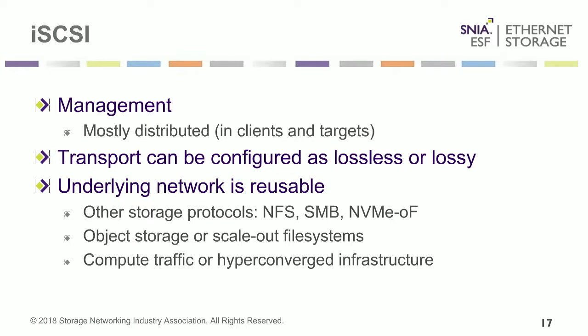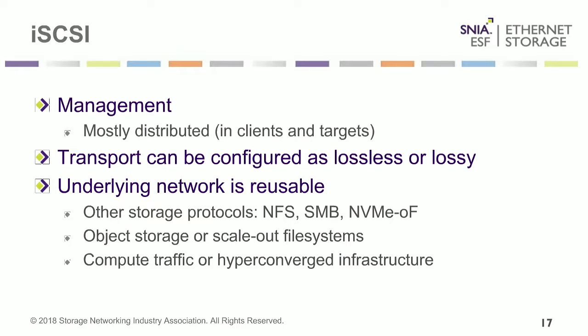The transport can be configured as lossless or lossy. If it uses regular TCP, that's usually a lossy network. That doesn't mean it will lose packets, but it could. But you also have the option to configure iSCSI over a lossless Ethernet network as well. And the underlying network is reusable for many things. While Fibre Channel can also, as Fred pointed out, run different protocols on top, it's generally used just for storage, or maybe running fighter jets.